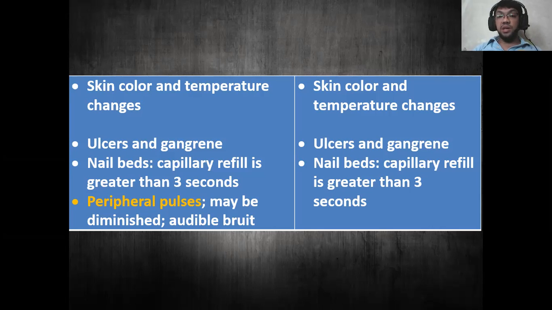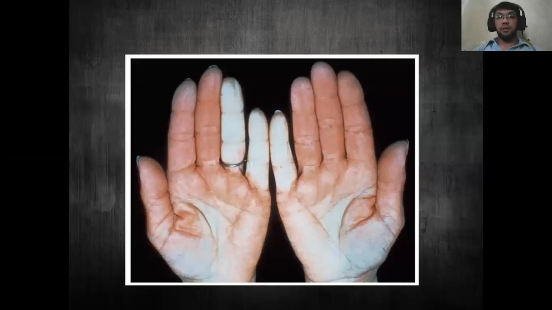Now, for Raynaud's disease, there are also skin color and temperature changes. So the skin of the hands will appear pale. They will also have ulcerations and gangrene, and the same with the nail beds. The fingers will have a capillary refill that is greater than 3 seconds. So this is the hand of a patient who has Raynaud's disease.